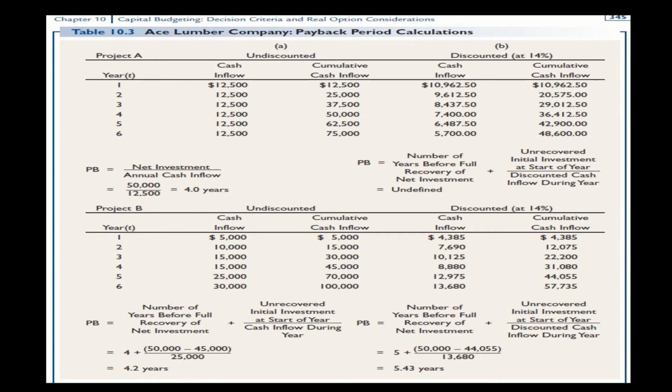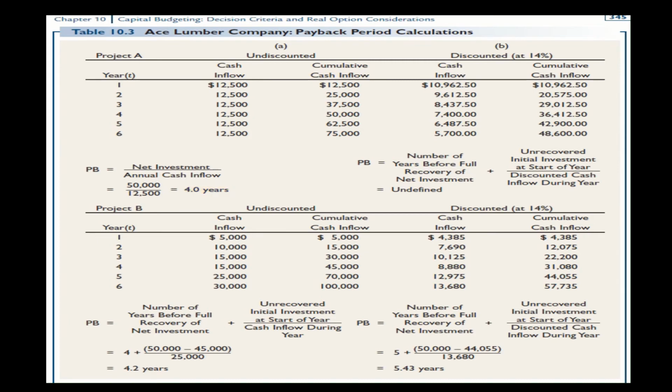Payback period sample problem. So for project A, let's observe that it has a uniform cash inflow of 12,500. So solving payback period, it will be net investment divided by annual cash inflow. So the net investment is 50,000 while the annual cash inflow is 12,500. Thus, the payback period is 4 years. So pasabot nga ni, it will take 4 years para ma-recover nimo ang imong net investment nga 50,000.